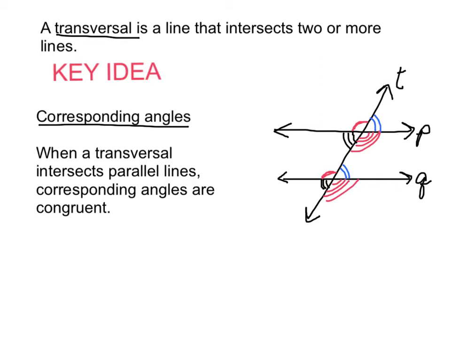Now, we're going to review a couple other things. These 2 angles here make a straight line. These are supplementary. These angles that are crossing each other, these are vertical.